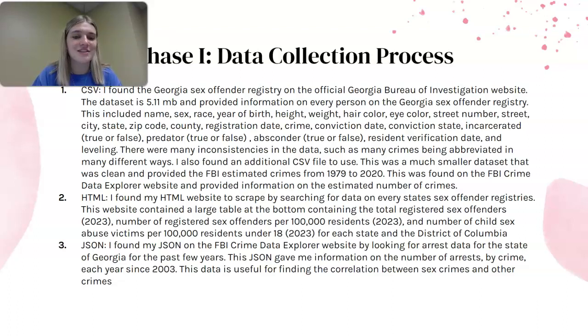For my JSON, I found my JSON on the FBI Crime Data Explorer website by looking for arrest data for the state of Georgia for the past few years. The JSON I found gave me information on the number of arrests by crime each year since 2003, and I used this data to help find correlation between sex crimes and other crimes.